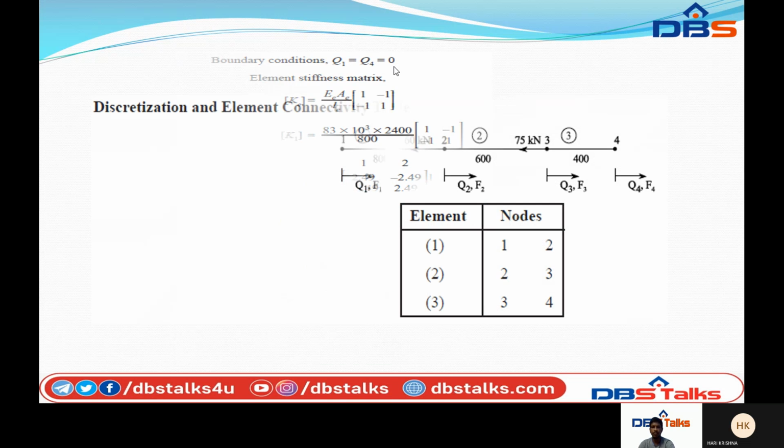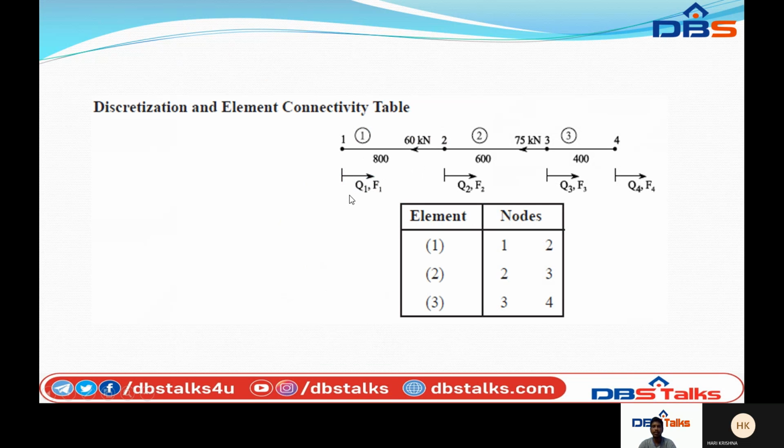Why? Because here I am showing the unknown nodal displacements and force vectors: Q1 F1, Q2 F2, Q3 F3, Q4 F4. Because for every element there will be 2 nodes: 1, 2, 2, 3, 3, 4.